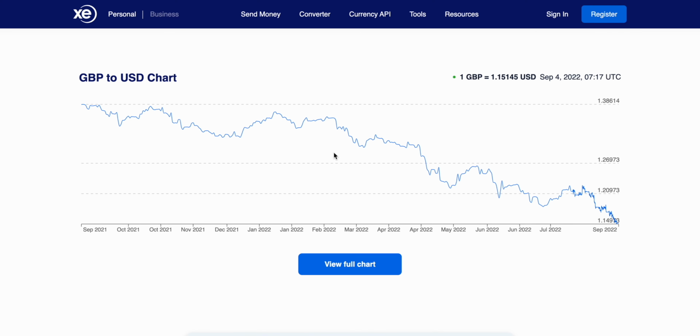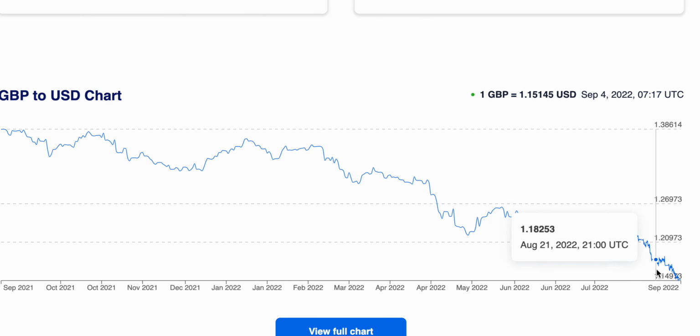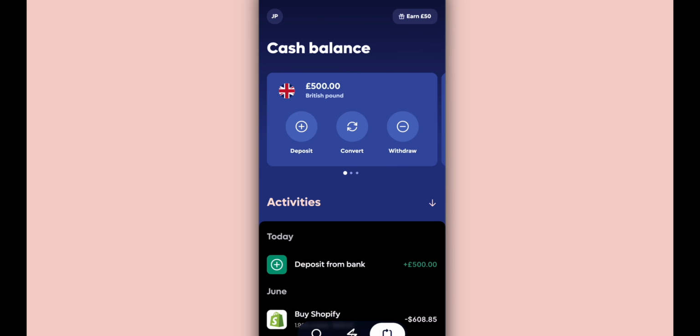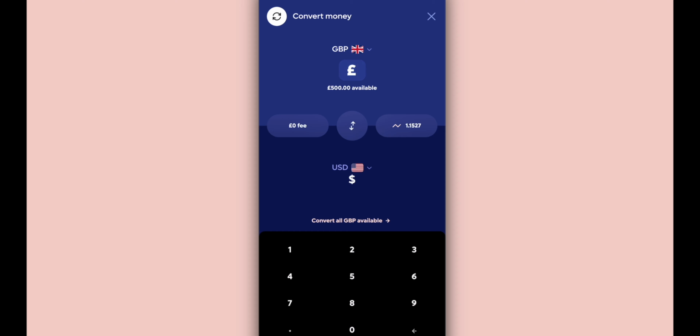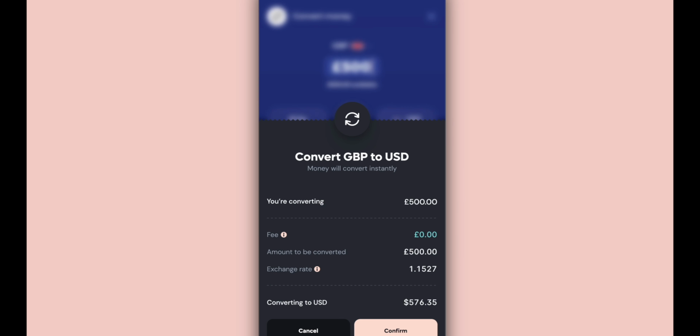We can see at the moment the exchange rate is significantly low, so we're not making a lot of money when we're converting from pounds to dollars. The good thing with the Lightyear app is that you're able to deposit as much as you want, so ideally when the rate is much higher, you can convert a larger amount.